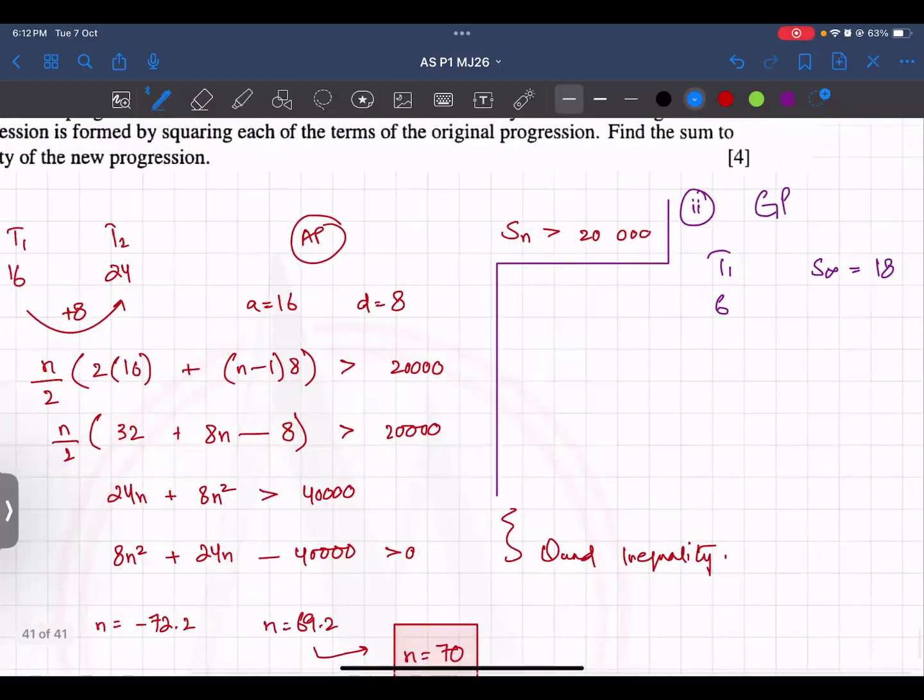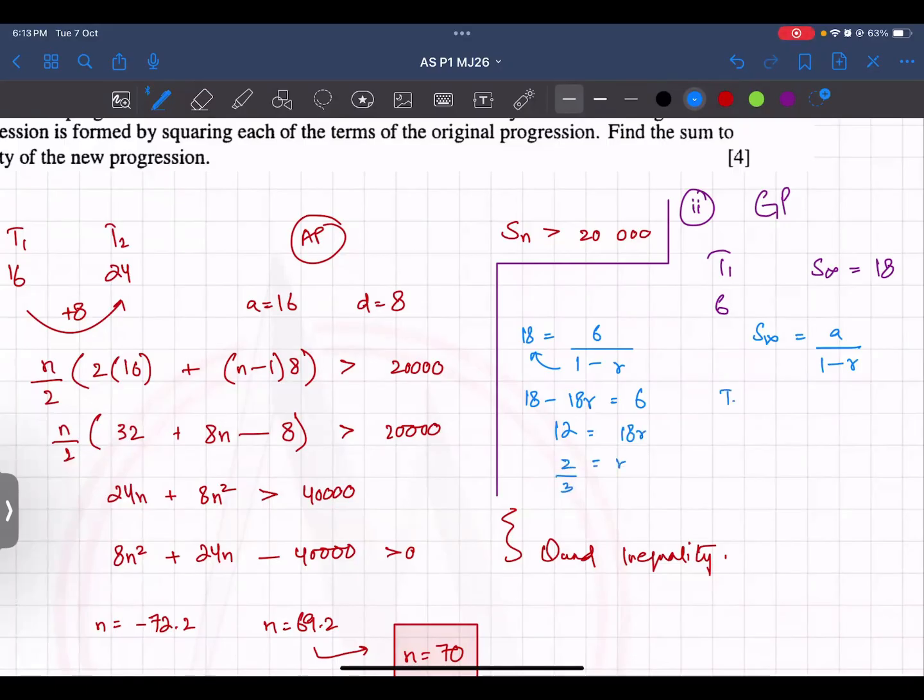First of all, we find the r value for this one. So sum to infinity, we know the formula is a upon 1 minus r. So 18 is equal to a, which is 6, upon 1 minus r. This would go over there and multiply. So 18 minus 18r is equal to 6, and this would become 12 is equal to 18r, so your r is 2 upon 3.